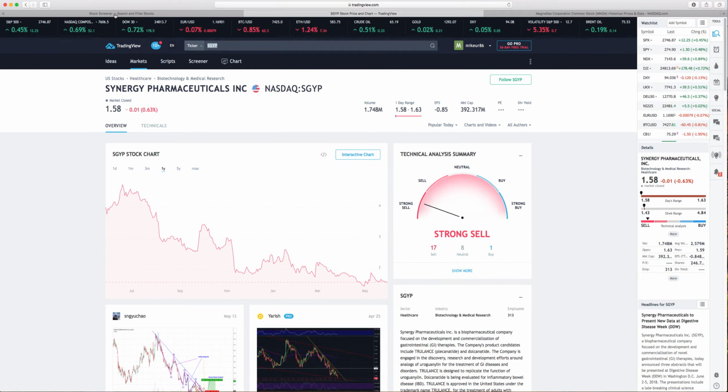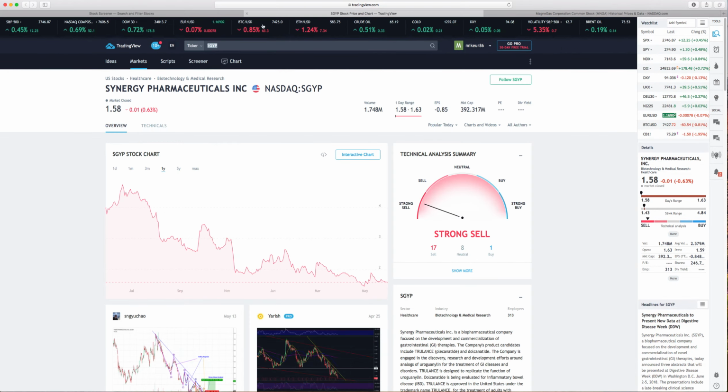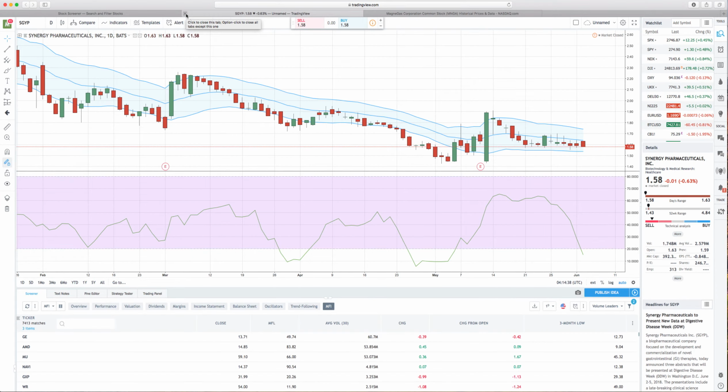So to get here, I clicked on a little ticker, popped up SGYP. You can go to the interactive stock here, and this pulls in my overview. And I created this by adding the MFI right here. These are the Keltner bands. I'm looking at the dailies, and down here is my screener.